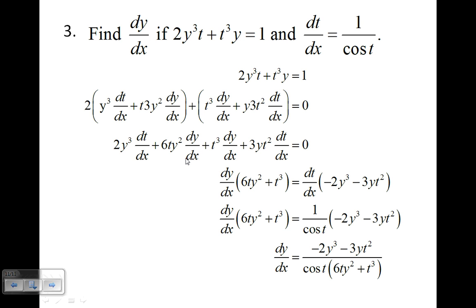And then I noticed I have 2 terms with dy/dx in them, so I factored that out of those 2. And the dt/dx's, I have 2 terms there. I pulled that out, and I basically got this equation. I could go ahead and divide through to get the dy/dx by itself if I wanted. I first chose to come back to this fact and see that dt/dx is defined to be 1 over cosine t. So I plugged that in, and then I went ahead and got dy/dx by itself. So I've got my derivative in terms of y and t.